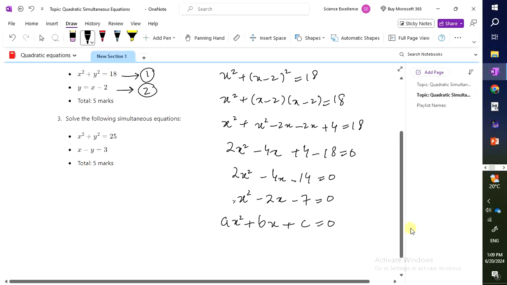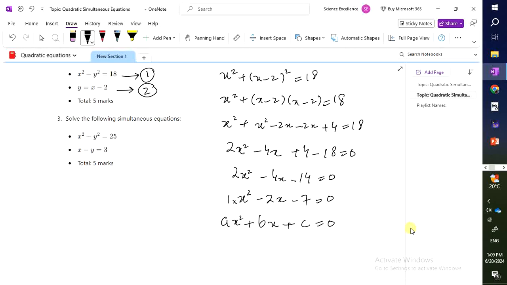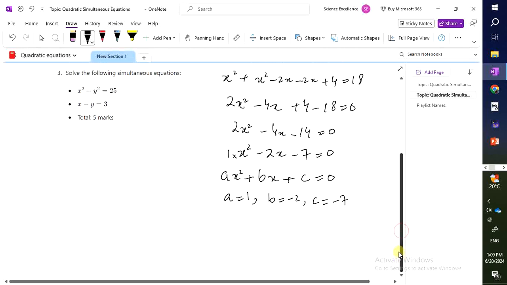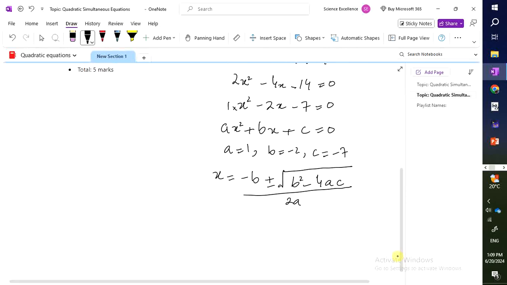So the coefficient of x square in the question is 1, and the coefficient of x square in the standard form is a, so the value of a is 1, the value of b is minus 2, the coefficient of x, and c is minus 7. Now x equals to the quadratic formula, minus b plus minus root of b square minus 4ac, and we need to divide this by 2a.